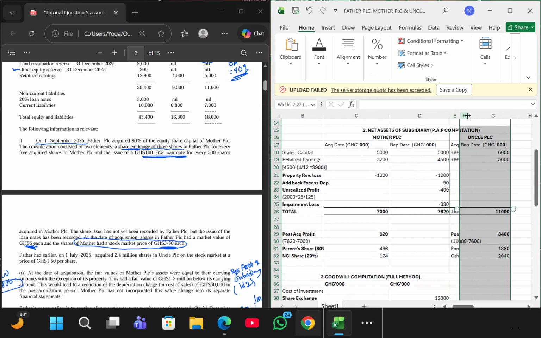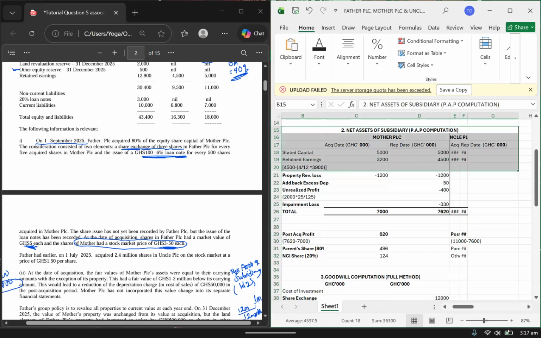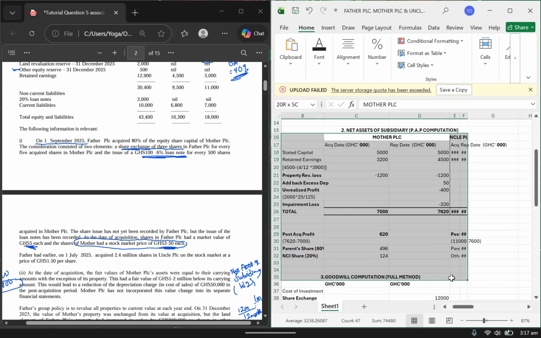This one is for the associates. But I'm a bit confused here with that part. And so let's just focus on the parent and the subsidiary's own. Let's just focus on this side. Yes. So for this one, you see that this is just in relation to Mother PLC. Someone can choose to do the net assets for Mother PLC separately, and then when you come down, you do that of Uncle PLC.